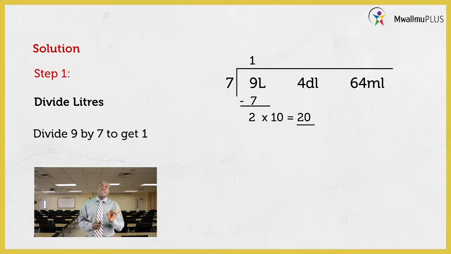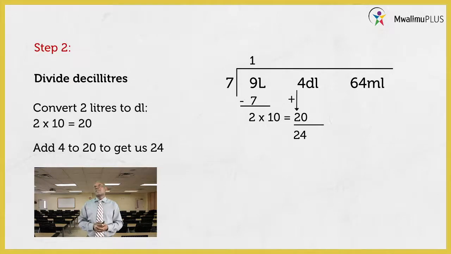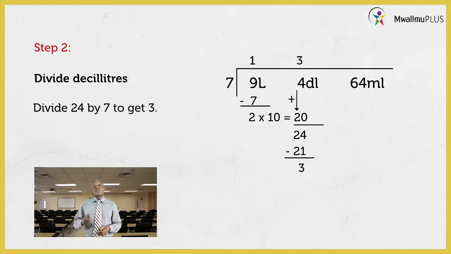We are going to convert 2 into dl. That means we are going to multiply 2 by 10 to give us, good, 20. Now, when you get 20 and we have 4 dl, what do we do? We are going to add 4 plus 20, which will give us, as you can see on your screen, 24. What do we do next again, learners? Good, we are going to divide 24 by 7.